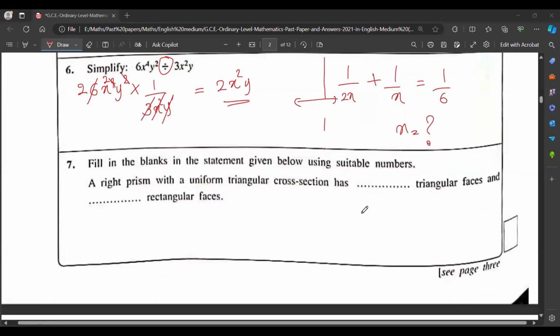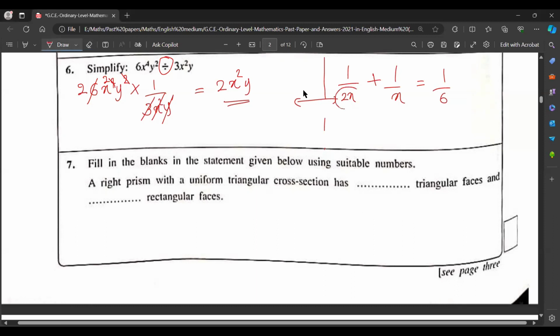And next one, fill the blanks in the statement. Factorization, fraction. Okay. Here, if I do this one, how to do? They ask this one also. Okay. How to do here?